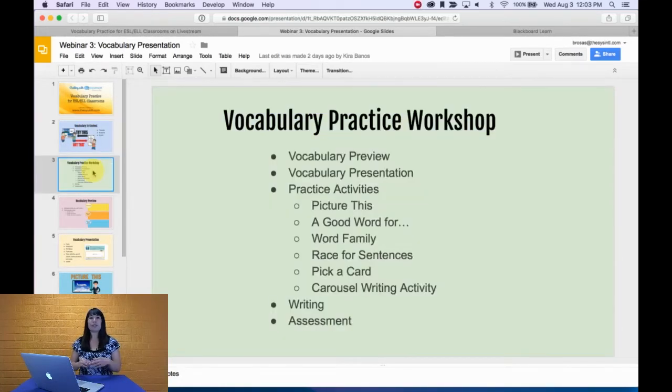For example, vocabulary should have a flow where you first have vocabulary preview. You then have, of course, presentation. That's where the teacher comes in and teaches the vocabulary. Then, of course, practice. I wanted to give you some examples here of great activities that we've tried in our multi-level classrooms, single-level classrooms that we love, the students love, so the students can get excited about practicing vocabulary. But most importantly, they'll remember it and not just memorize the words. Then writing, and then assessment.